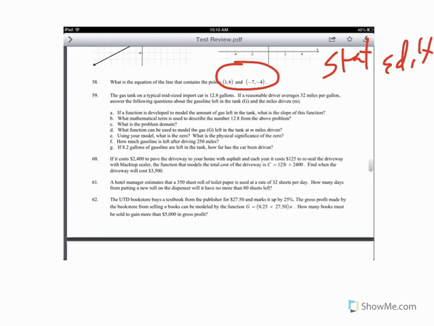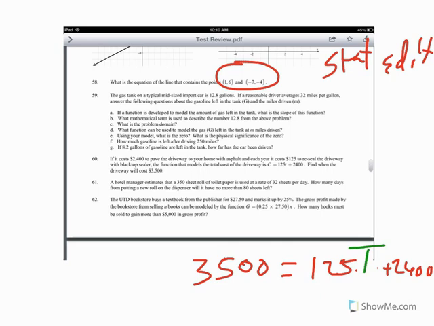60 says it costs $2,400 to pave a driveway to your home with asphalt, and each year it costs $125 to reseal the driveway with blacktop. They give you a formula. Find when the cost of the driveway will cost $3,500. Well, 3,500 equals 125 T for time plus $2,400. Subtract, divide. That is a T. Looks like a plus sign. Subtract and then divide, and you get your answer.